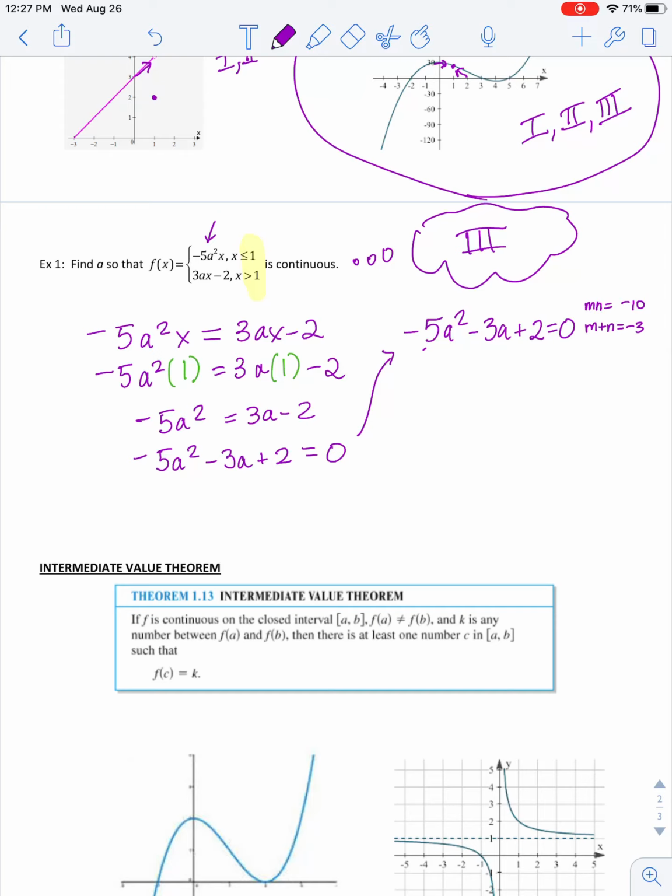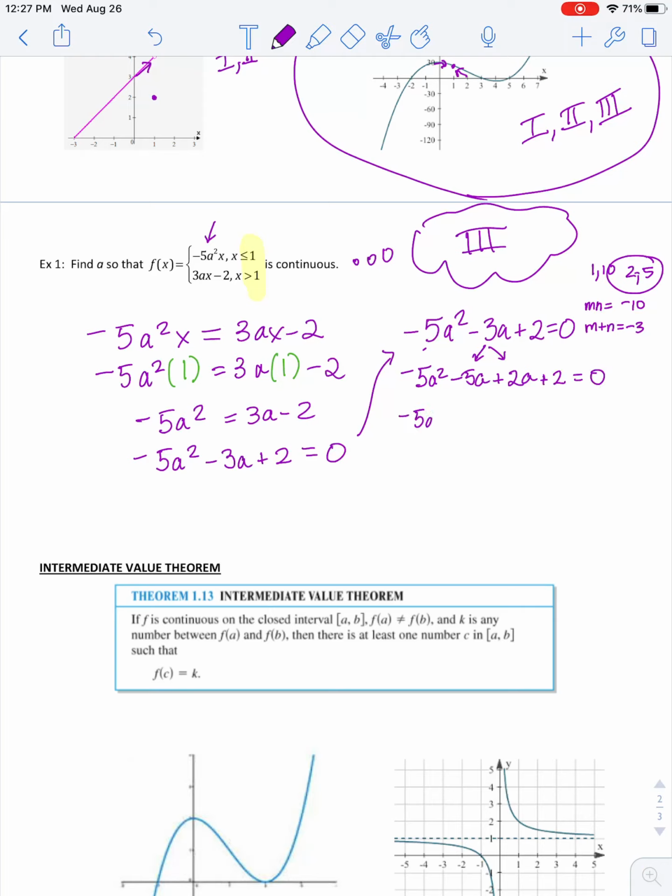And now I'm going to sort through my list. It could be 1 and 10, or it could be 2 and 5. And then I have to pick the signs in the way that they add up to -3. So I'm going to pick this with a -5 there. And now I'm going to split up the middle. I'm going to change this -3a to a -5a and a +2a. That's where the splitting the middle title comes from. Set it equal to 0.